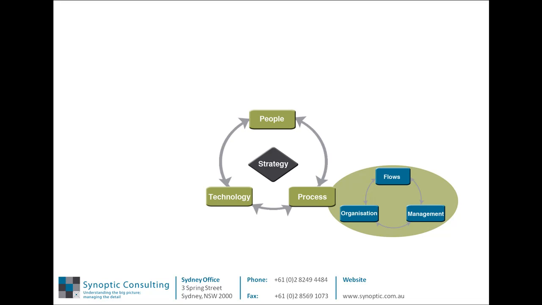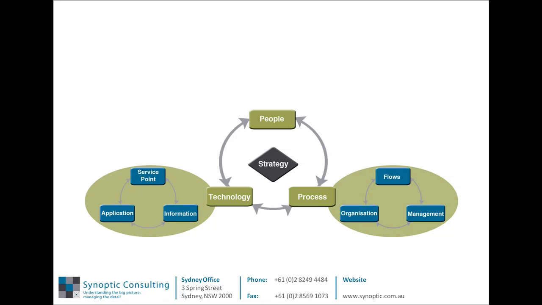The process view details the interrelationship between the business process, the organizational chart, and the management model. The technology view models the interrelationship between the various applications, the data and information flows, and the process service points.